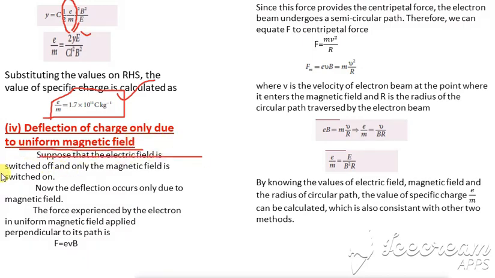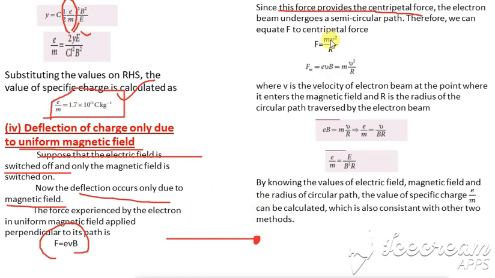Suppose that the electric field is switched off. So whenever the electric field is switched off, what happens? It comes back to the mean position, that is the center position. Deflection occurs only due to what? The magnetic field. And so for the magnetic field, the formula is F is equal to eVB. Yes, and because of this, what happens? This force provides a centripetal force. Okay, because of this, there is a centripetal force.